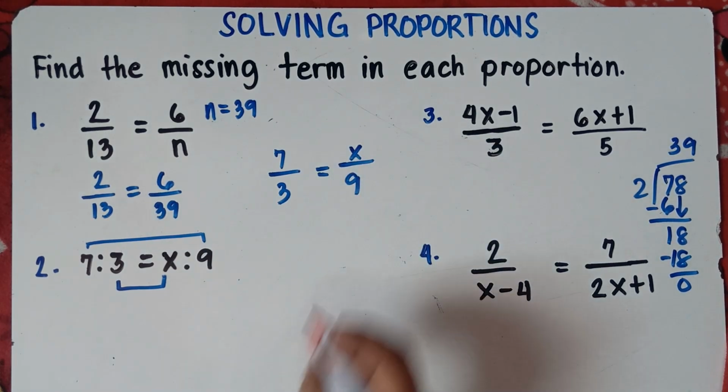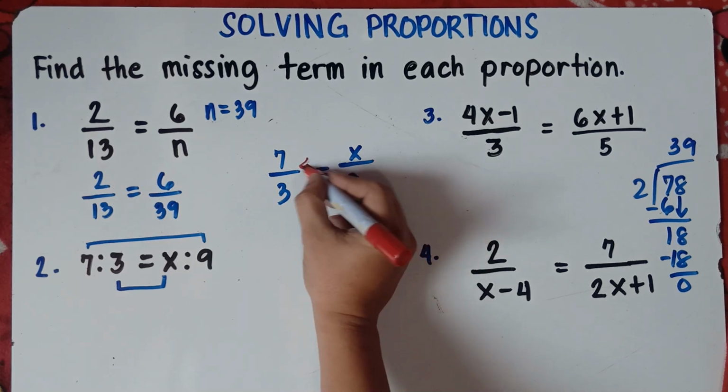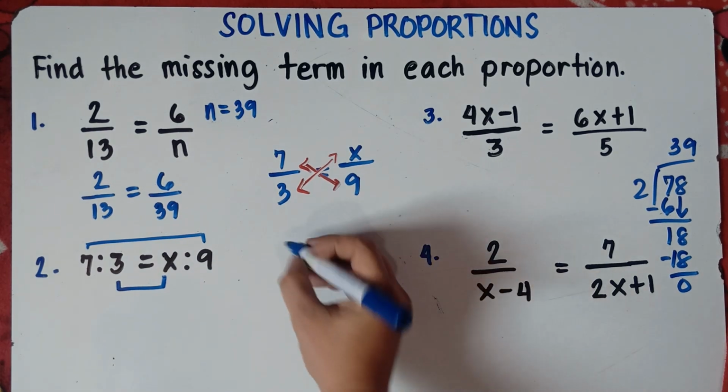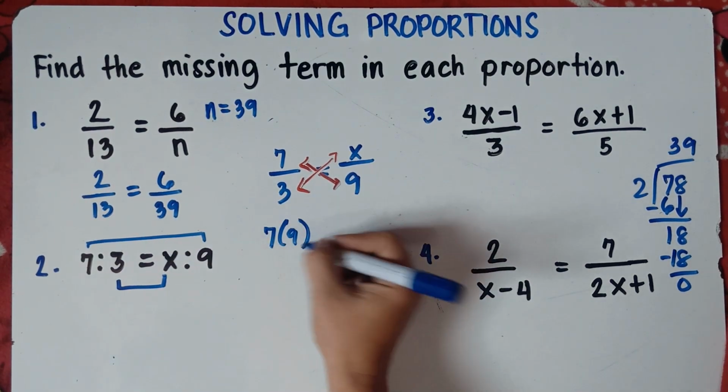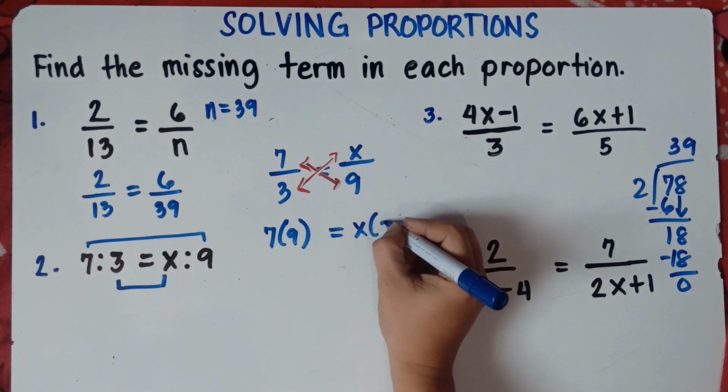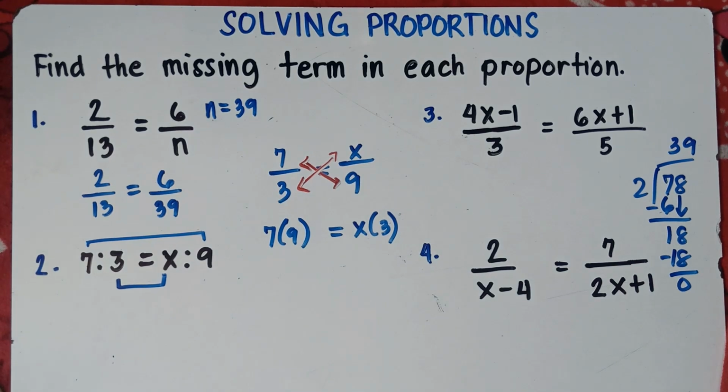So let's do the cross multiplication. You multiply this one, 7 times 9, and then 3 times x. So this will be 7 times 9 equals x times 3 or 3 times x. So that's the same, class. You will get the same answer.